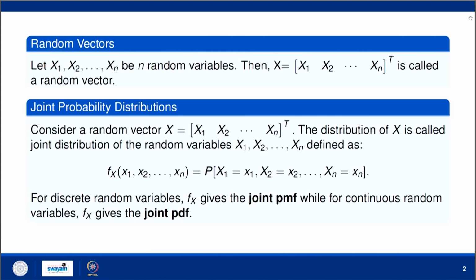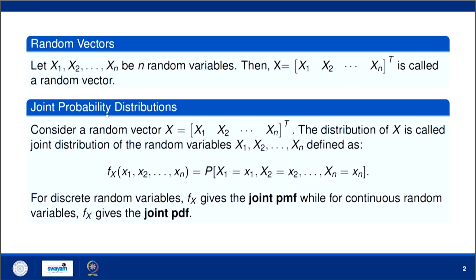Now we have random vectors. What are random vectors? Let x1, x2 up to xn be n random variables. Then a vector x, which is simply (x1, x2 up to xn) transpose, is basically called a random vector. That means the collection of all the n random variables is called a random vector.